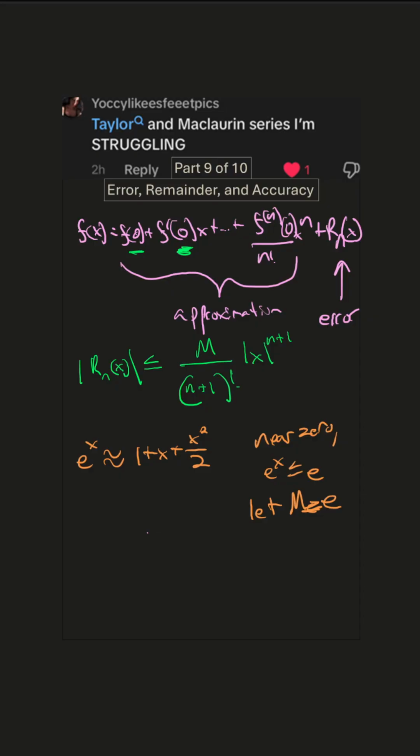Plugging that into the formula, r sub 2, because we're using the second derivative right here, is less than or equal to e over 3 factorial times the absolute value of x cubed, which equals e over 6 times the absolute value of x cubed. So the difference between the true value and the polynomial is at most e over 6 times the absolute value of x cubed. Smaller x means smaller error, and more terms means more accuracy. So we can use the remainder as a bound to see how good the approximation really is.